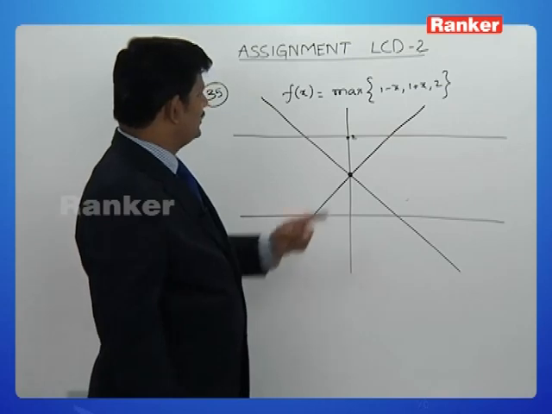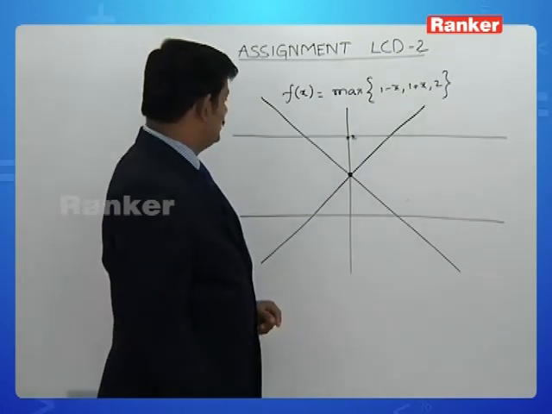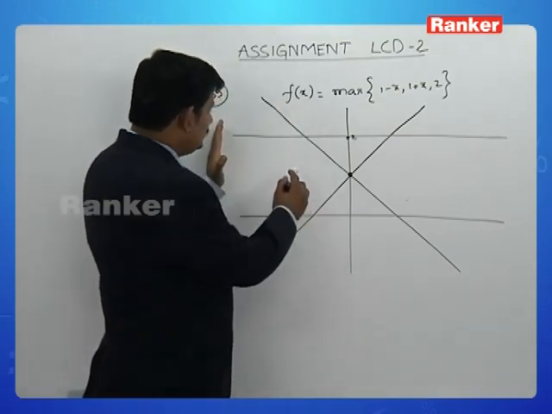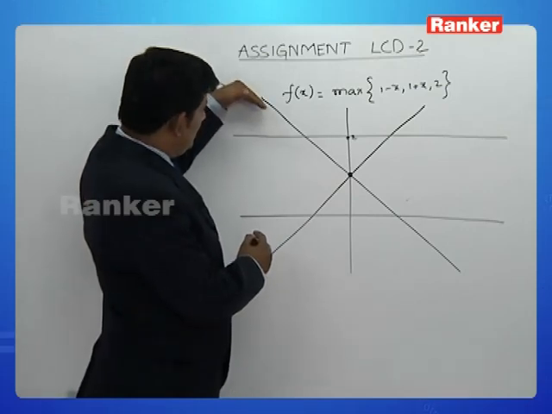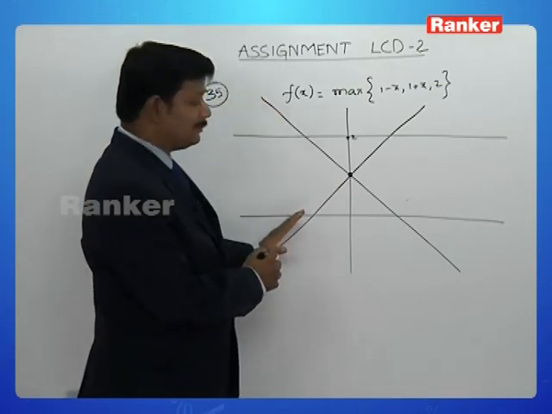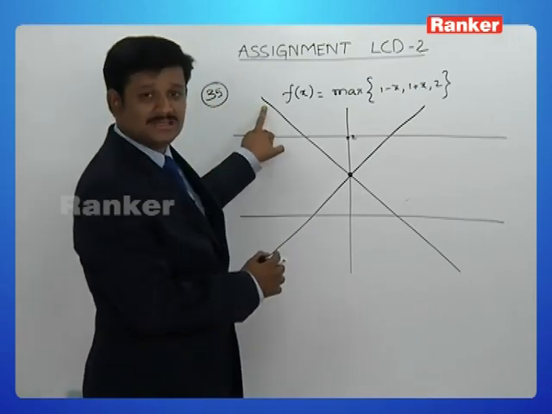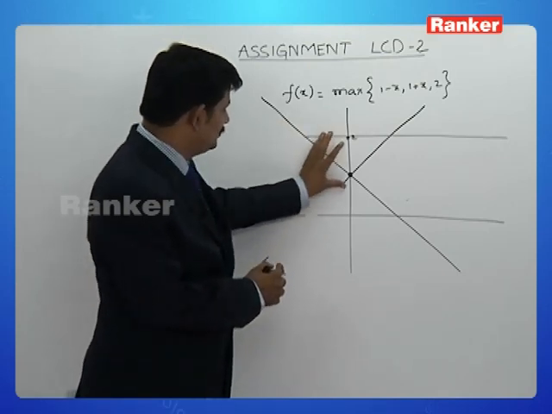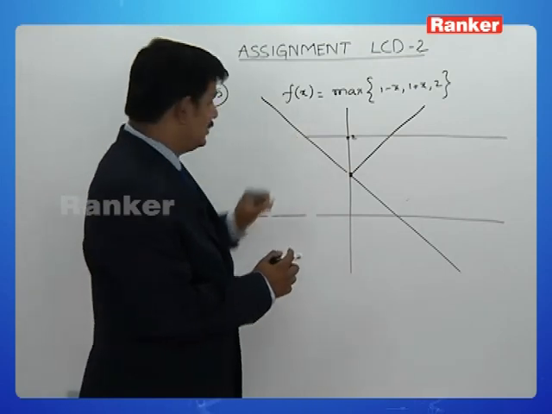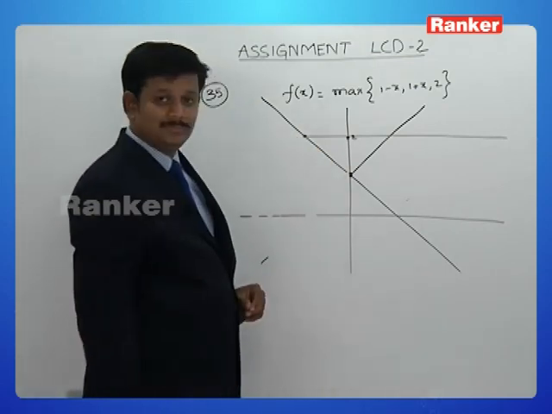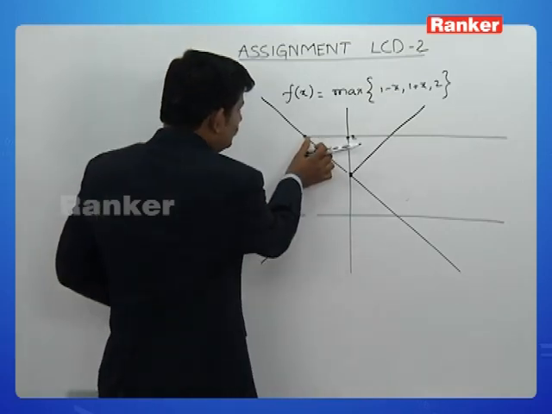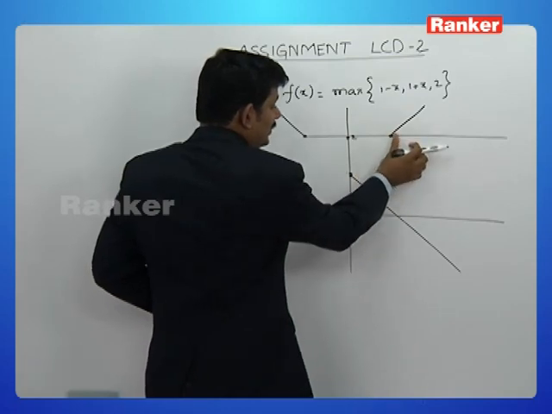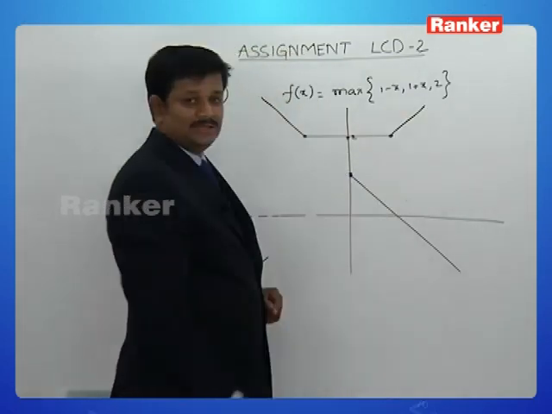Now, f of x is defined as maximum of these 3 functions. So, the one which is above the remaining 2 will become f of x. Observe this region: 1 minus x, 2 and 1 plus x. Among the 3, 1 minus x is maximum. So, f of x would not be 2, it would not be 1 plus x, it would be 1 minus x up to here. Then among the 3, maximum is 2 till here, and then among the 3, maximum is 1 plus x.